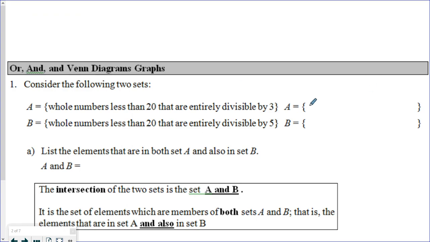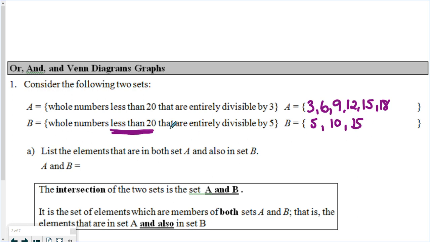So, whole numbers less than 20 that are entirely divisible by 3. So 3 is divisible by 3. 6 is divisible by 3, 9 is divisible by 3, 12, 15, and 18. So that's set A. Set B is whole numbers that are divisible by 5. It's saying whole numbers less than 20. So it doesn't say inclusive, meaning it includes 20. It's less than 20. So 5, 10, and 15.